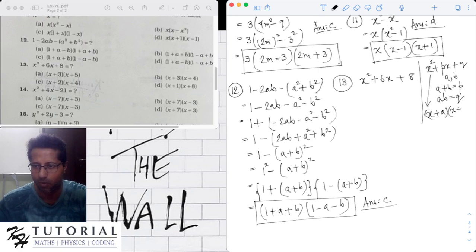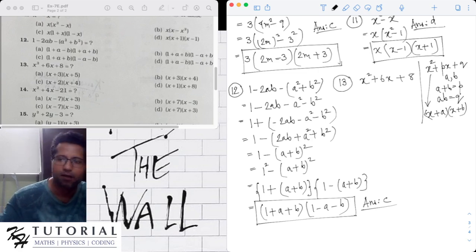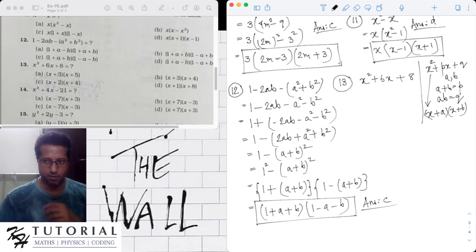It is important to note that for any quadratic trinomial of the form x square plus px plus q, for some values of p and q you may not find a and b. So you cannot factorize it as x plus a multiplied by x plus b, because you will not be able to find a and b for those values of p and q. But if you can, then you can factorize like this.